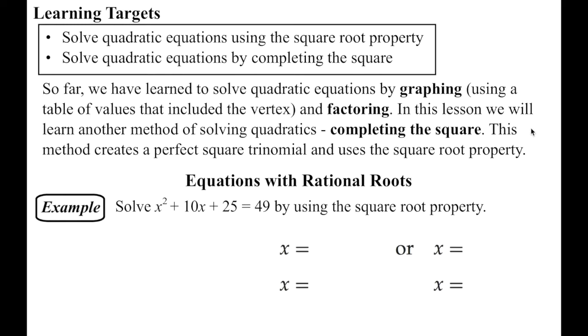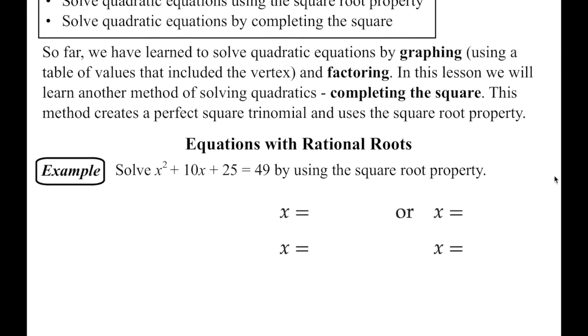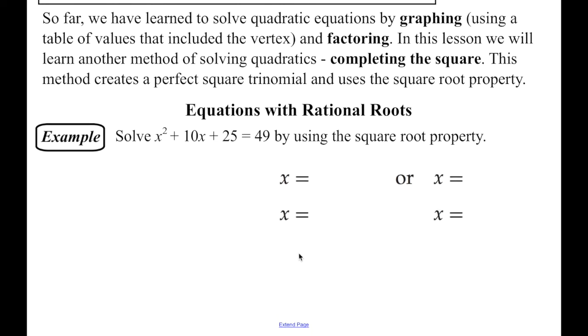When we complete the square, this creates a perfect square trinomial, and we use what's called the square root property. So first of all, I want to start off with an example where you can actually solve this quadratic equation by using the square root property. What we have on both sides are perfect squares, and you may not recognize the one on the left. That one actually is a perfect square.